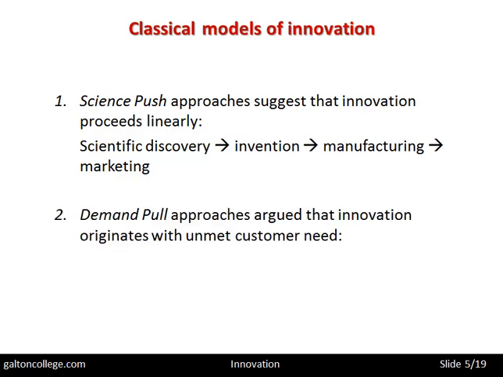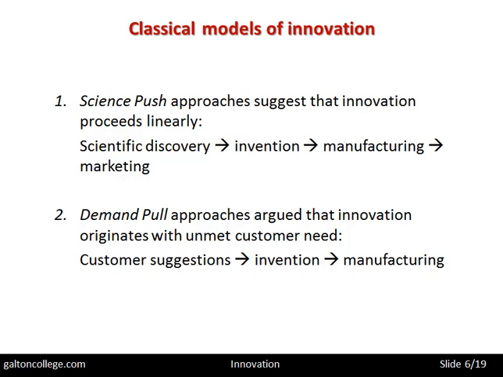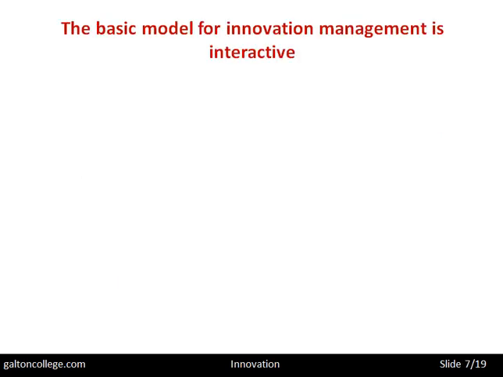The second one, demand pull approaches, argued that innovation originates with unmet customer needs. So in this case, the customers make suggestions about what they would like to see. Perhaps they already have access to a particular product, but they feel if the product was adjusted in some way, it would be far better. So the customers make suggestions, and these lead to inventions, and that in turn leads to manufacturing. So we have two models that we need to bear in mind.